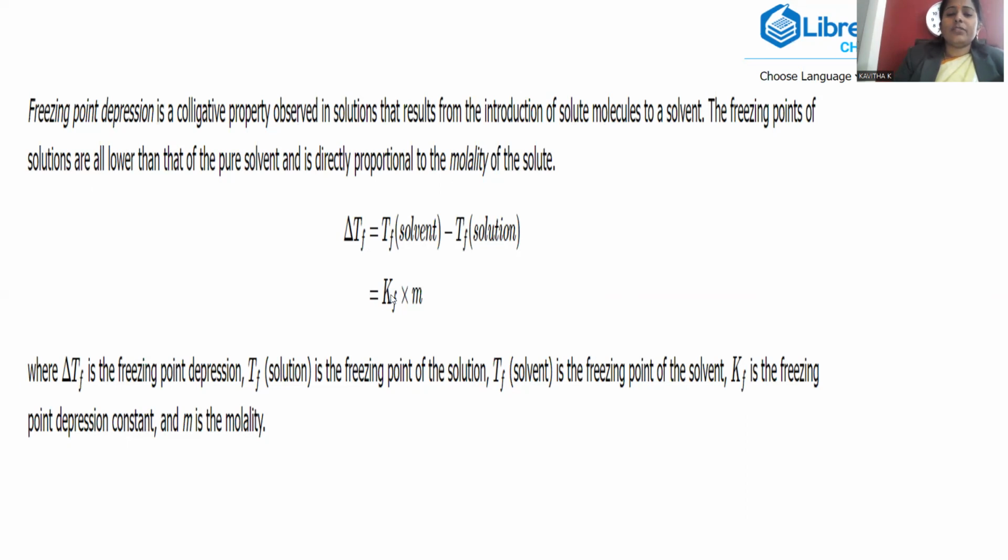Depression in the freezing point is equal to Kf into m, for molality. Delta T denotes the change in the freezing point, that is, the freezing point temperature of the solvent minus the freezing point temperature of the solution. It is exactly equal to Kf into m. Kf is the freezing point depression constant, and m is for molality. So delta Tf is the freezing point depression value, and Tf of the solvent and Tf of the solution are the values involved.